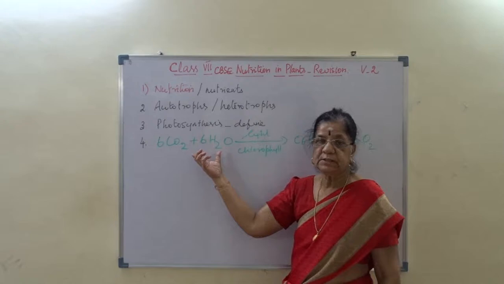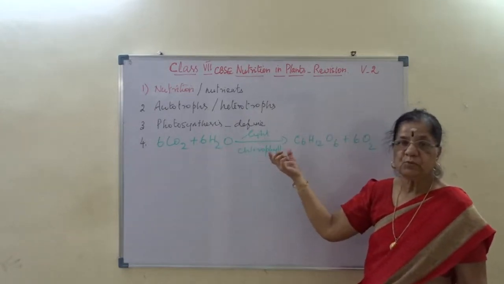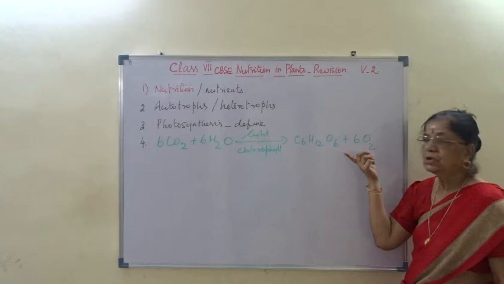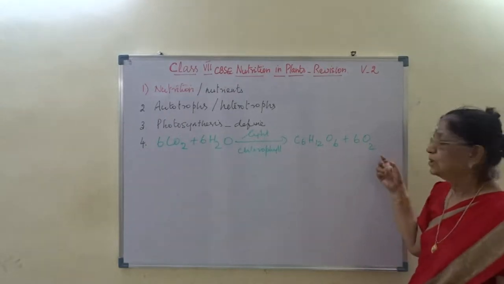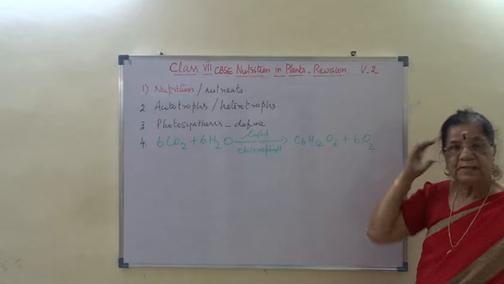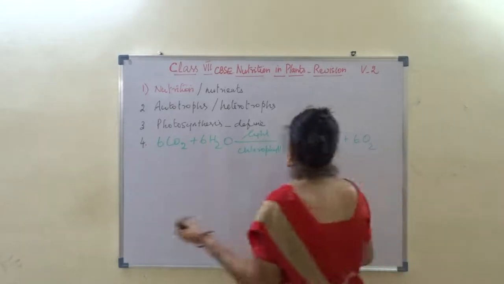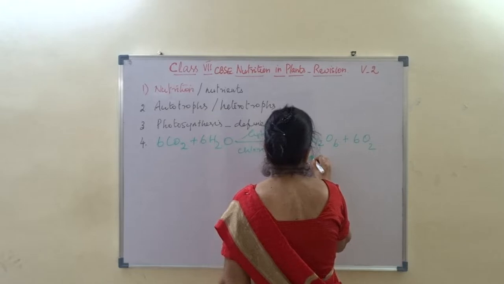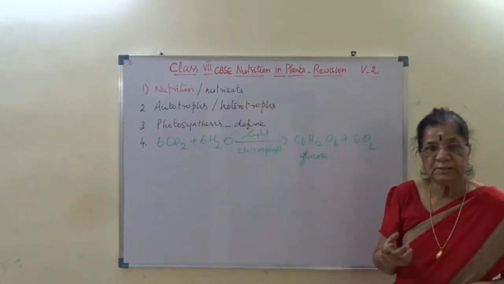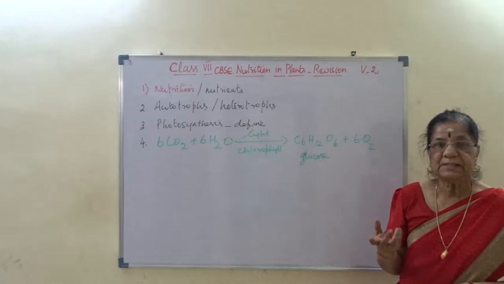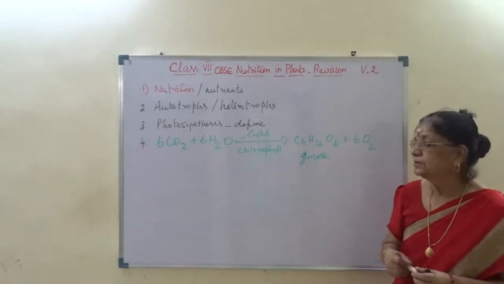These two are the raw materials, the essentials of photosynthesis, and these two are the end products of photosynthesis. The oxygen is evolved as a byproduct. C6H12O6 is glucose. On further synthesis and reaction, it forms starch. So here you should know this.